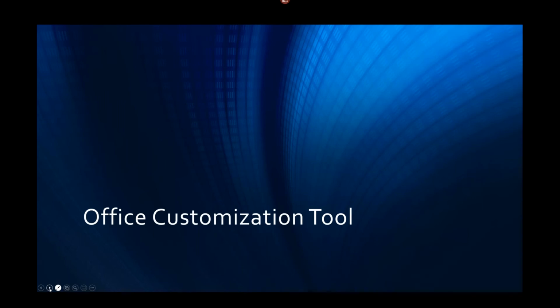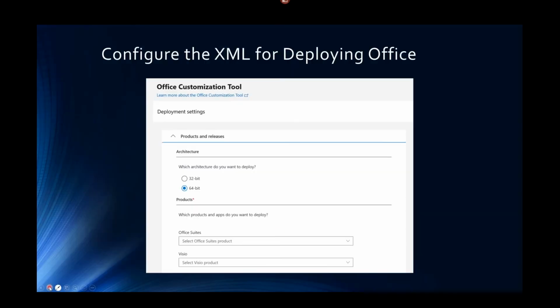The third aspect that's available in the same console is the Office customization tool. The Office customization tool is what allows you to create the XML file that you use to deploy Office. A lot of times, especially in certification exams, they'll ask you about this particular XML file and what product's not going to be installed and that kind of thing. But this allows you to automate the creation of that type of file.